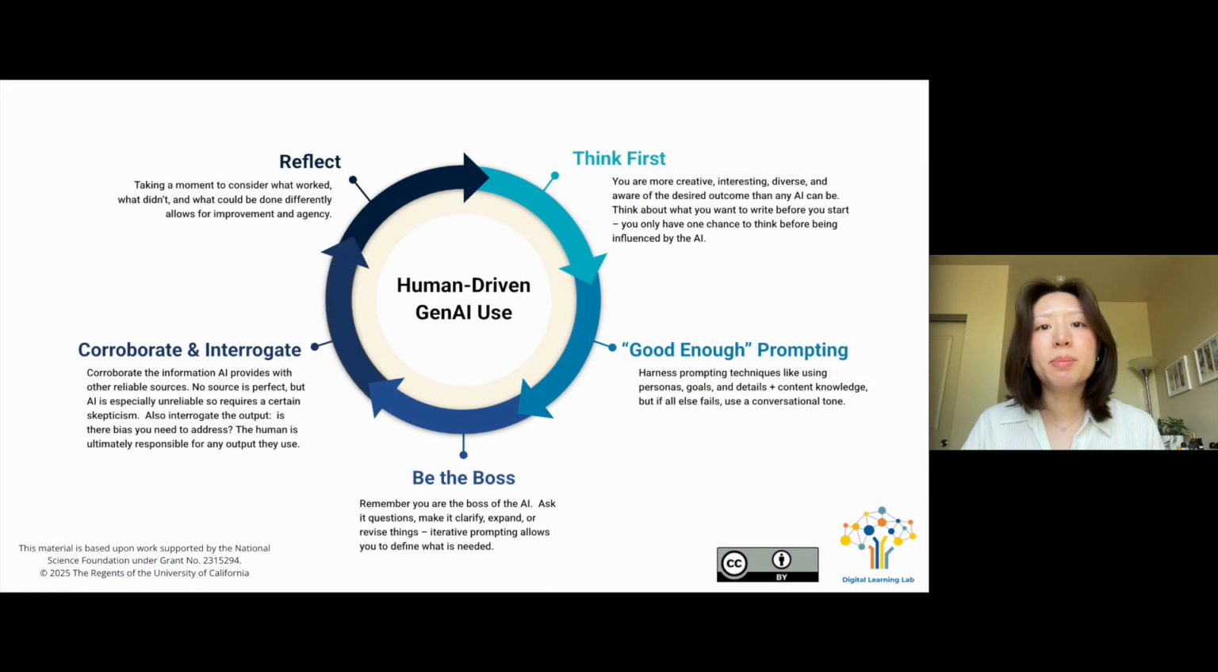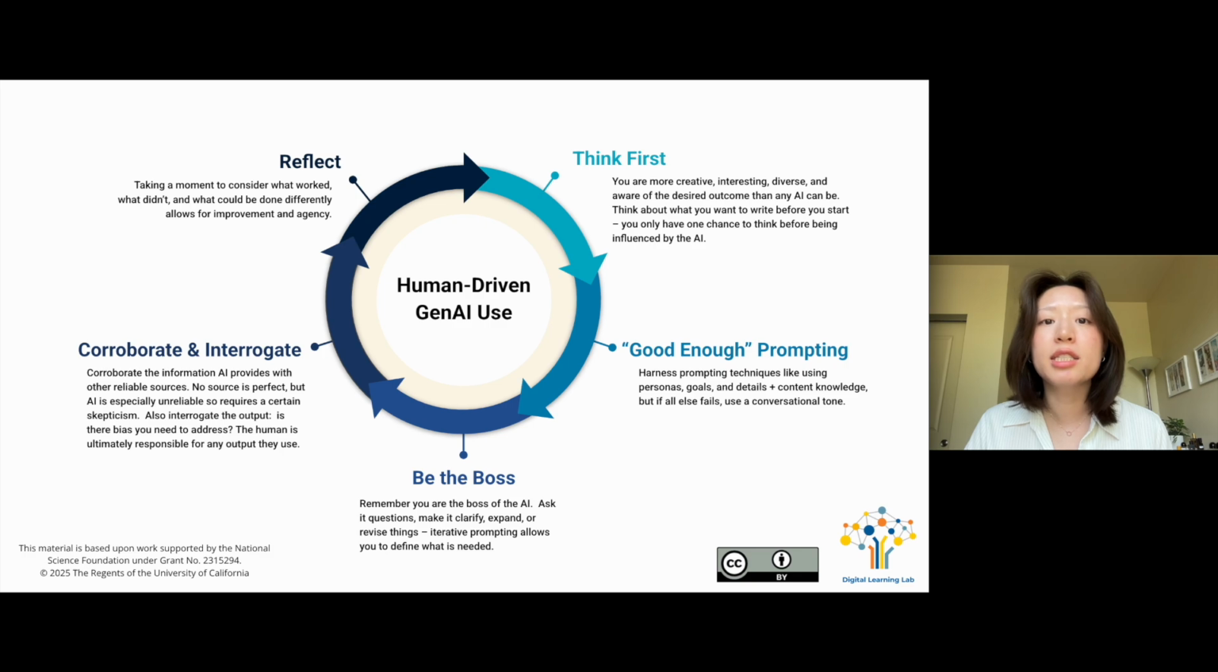Now that we've discussed the basics, let's talk about some best practices for interacting with AI. We describe this process as human-driven generative AI use to emphasize the importance of the human at the center of interactions with generative AI. Remember, you are the author of your ideas and work, and you are in control of this process of interacting with the AI.